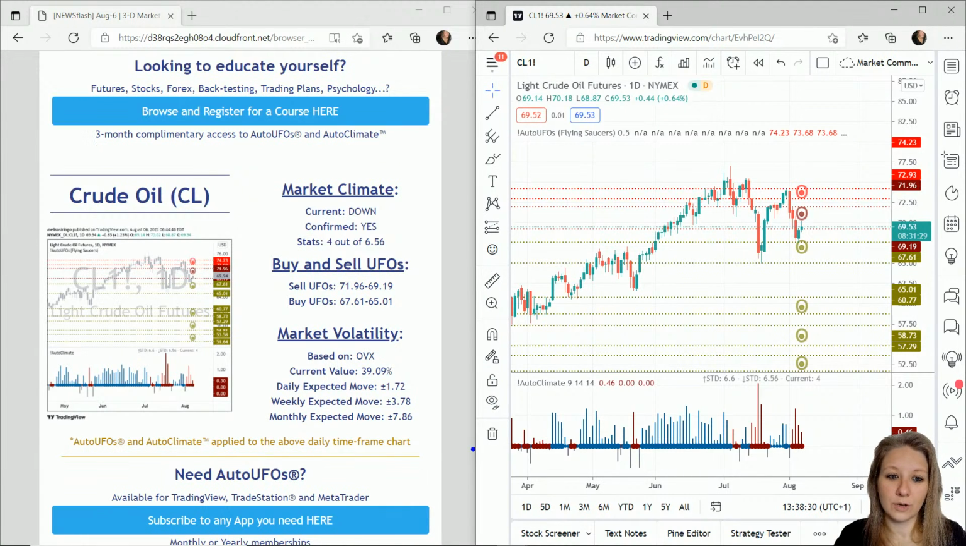Coming back to oil, we have a confirmed downwards climate. Thick red dot there, probability downwards. Now usually the market would go down for 7 candles.